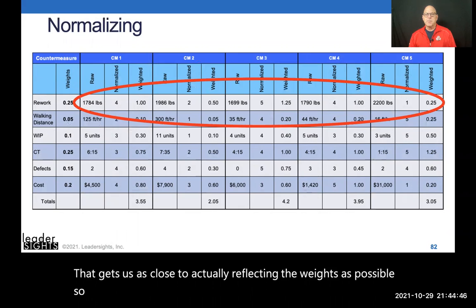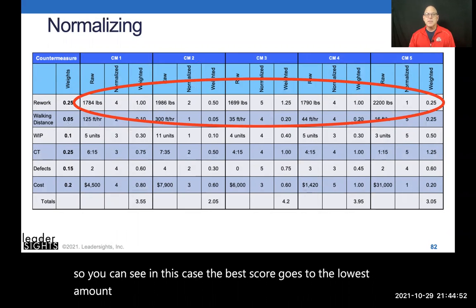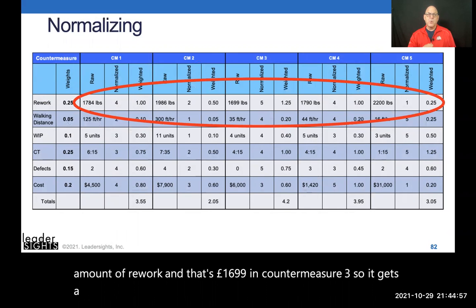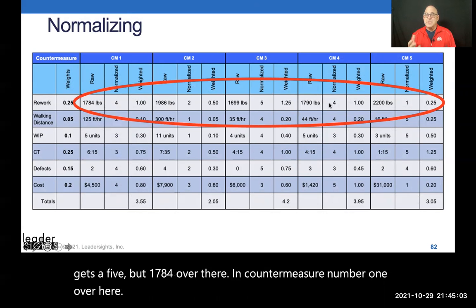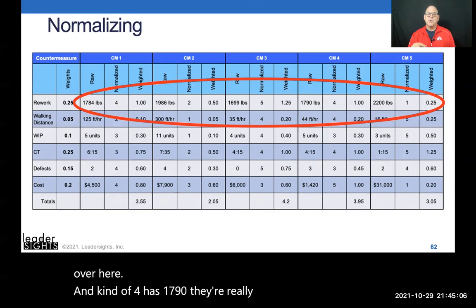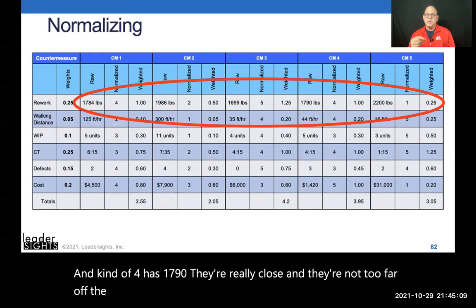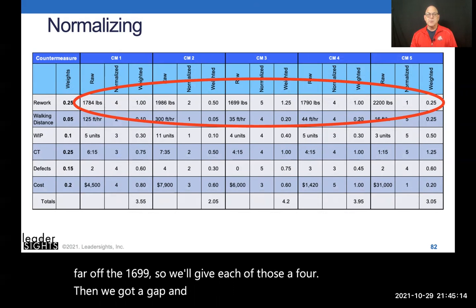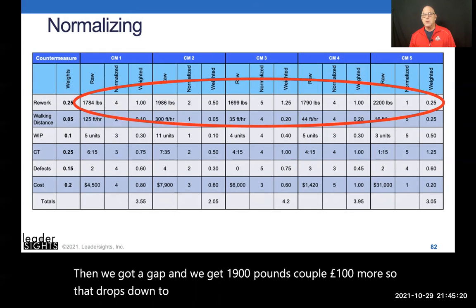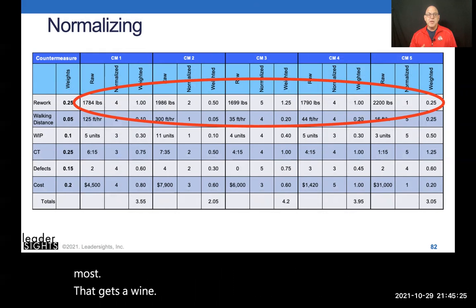So you can see in this case, the best score goes to the lowest amount of rework, and that's 1,699 pounds in countermeasure 3. So it gets a 5. But 1,784 in countermeasure number 1, and countermeasure number 4 has 1,790. They're really close, and they're not too far off the 1,699, so we'll give each of those a 4. Then we got a gap, and we get 1,900 pounds, a couple of hundred pounds more, so that drops down to 2. And then the 2,200 pounds being the most, that gets a 1. And we'll do the same thing for each one.